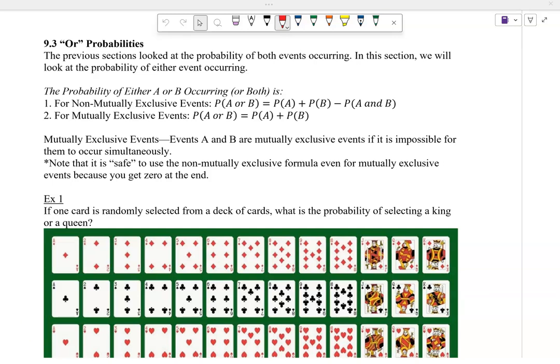All right, we're going to take a look. Welcome back to your favorite fundamentals college math class. We're going to take a look at OR probabilities.